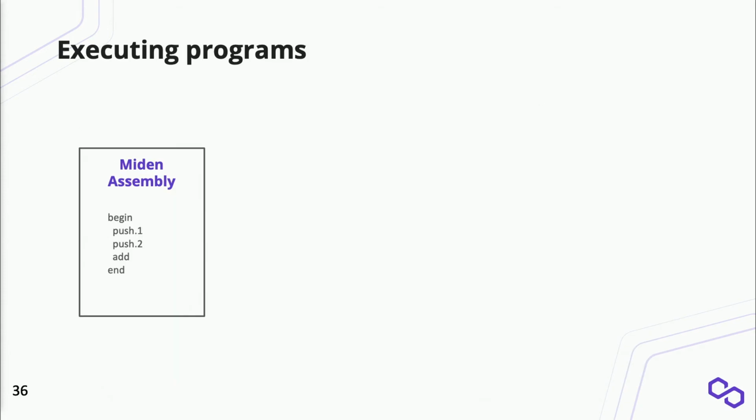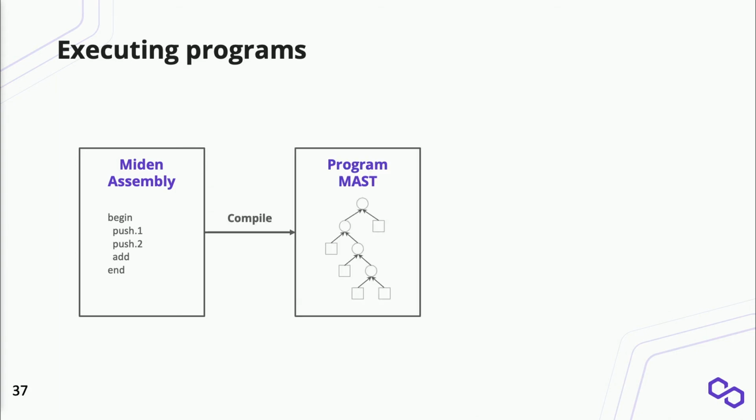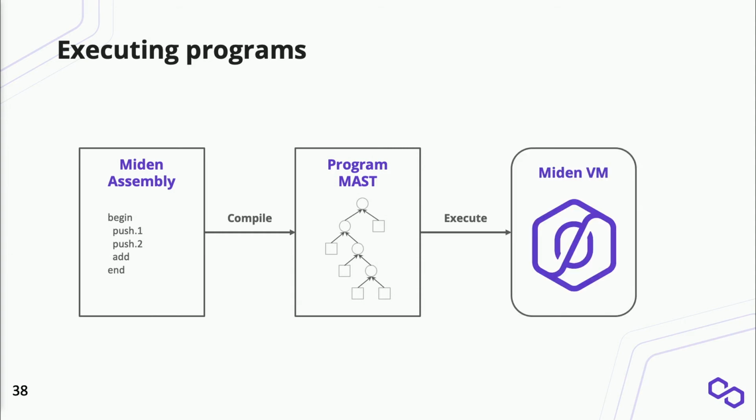Another thing I want to cover is how we execute programs, because there are many different ways to provide programs. In our case, we have this assembly language, which we hope will have compilers to compile into it. And then the assembly language gets compiled into this program MAST. And then this program MAST actually gets executed on the VM.